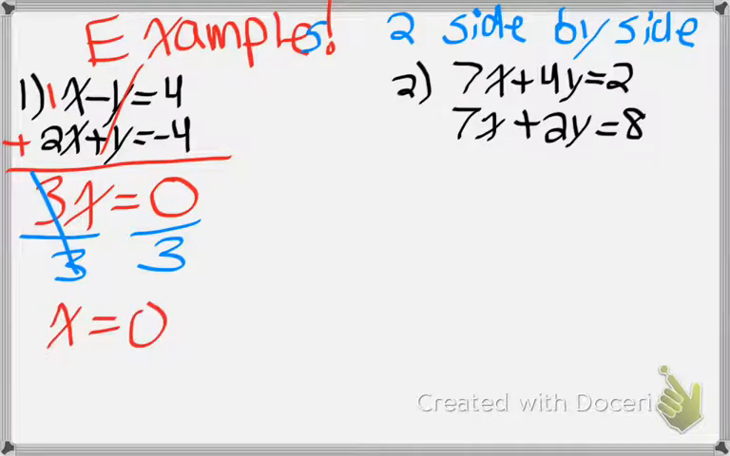0 divided by anything is 0. Alright, so we did step 2 in here. We got a number. Now I'm going to do step 2 for example number 2 as well. But for the reasons I already said, we're going to subtract.